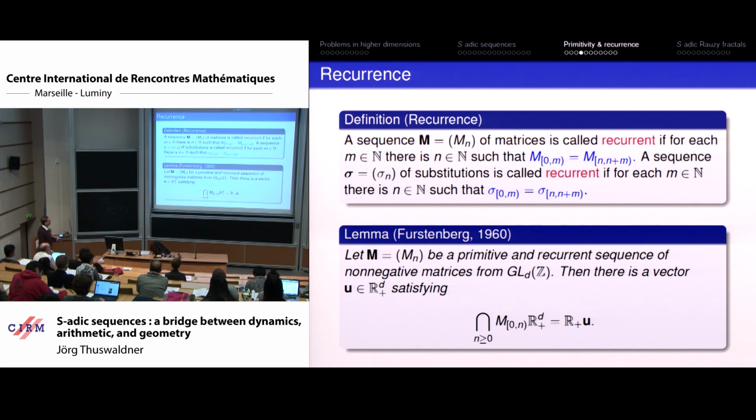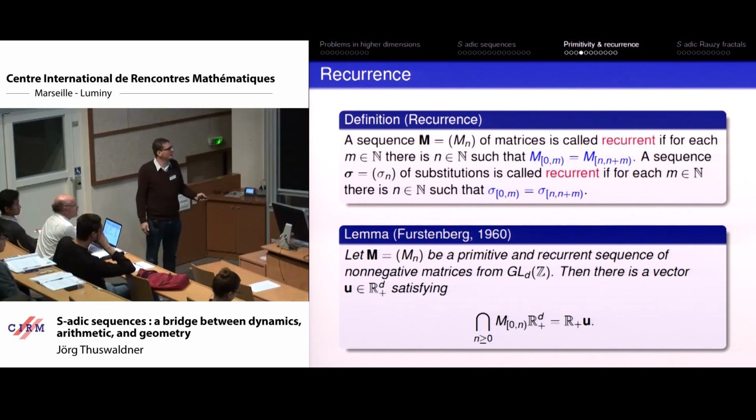Here is a lemma of Fürstenberg, the one I just explained. If you take the positive cone, so this is the set of all positive or non-negative vectors, doesn't matter, and you hit it with this sequence of matrices, then this cone will shrink down to a single vector, u.